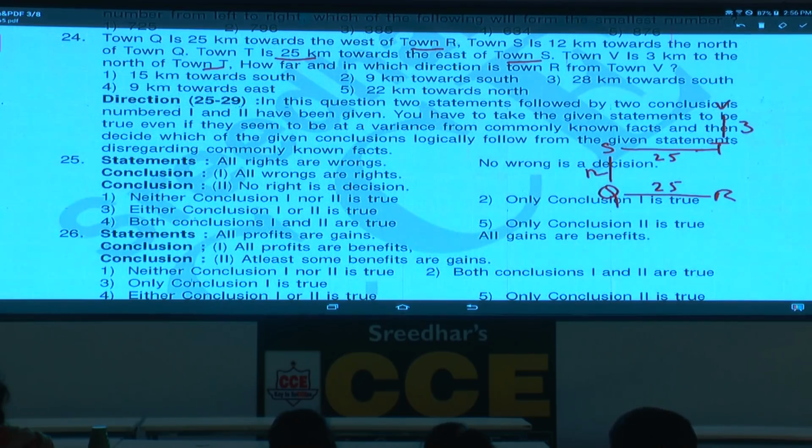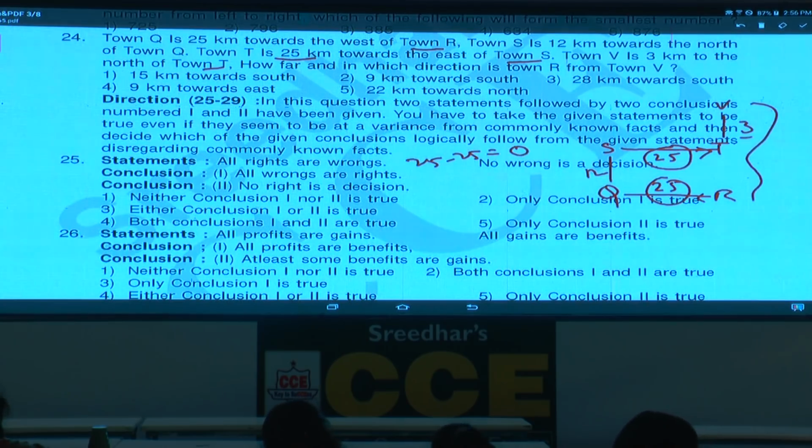3 kilometers. V is 3 kilometers to the north of T. How far and in which direction is town R from town V? Now if you observe here a horizontal distance, this is 25 and this is 25. Now this is towards east and this is towards west. Hence two opposite directions, 25 minus 25, the horizontal distance has become 0. Now we are left with only the vertical distance.